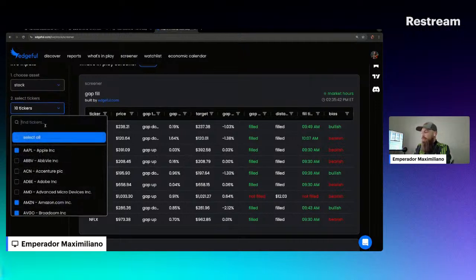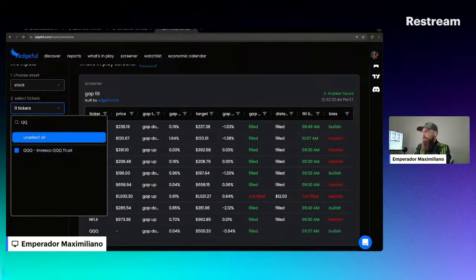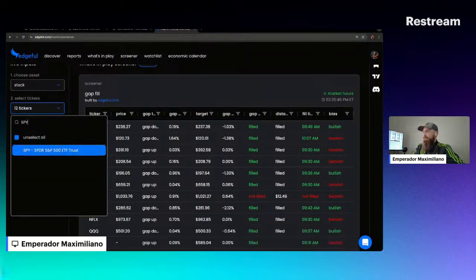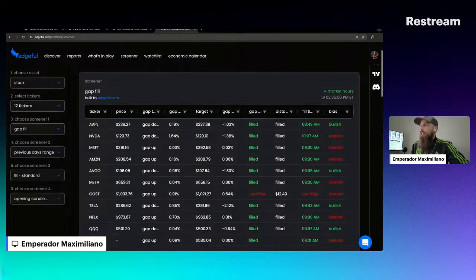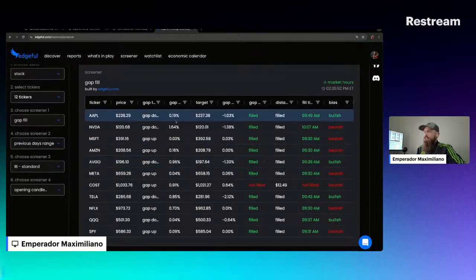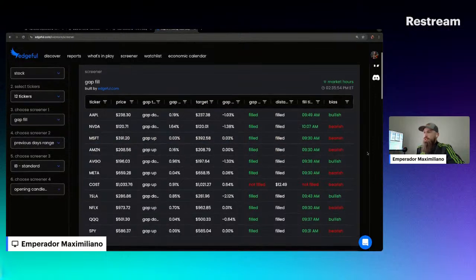All right. Now, one further step that I do personally like to do. I also like to have just at the bottom, QQQ and SPY. I want to have those two there. So I'm going to end up with 12 tickers total, and you can see it fits perfectly here on my screen. And I can just scroll through this. I can say, okay, gap fill, don't really care this morning. Pretty much they all filled except for Costco.